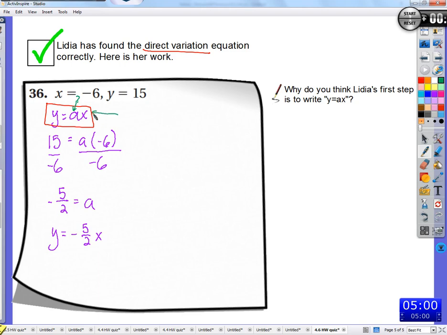What she says here is, I know, since it's direct variation, that I need to be able to take x times a number and get y. x times a number and get y. Okay, so John? You replace x with negative 6 and y with 15. If this is direct variation, I should be able to take x, multiply it by something, which I don't know what that is yet, and when I multiply it by that something, I should get 15. I need to get 15. So I just need to figure out what that number is. What do I multiply negative 6 by to get 15?